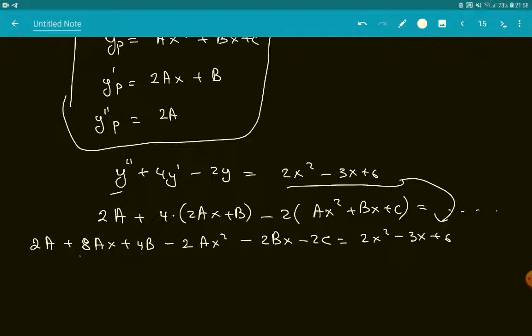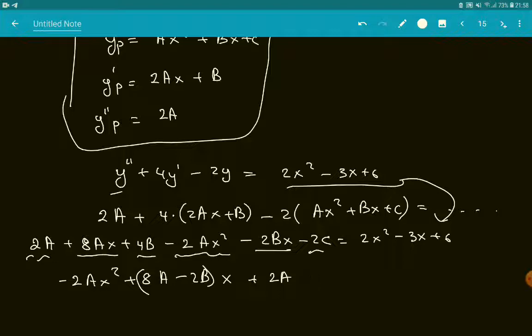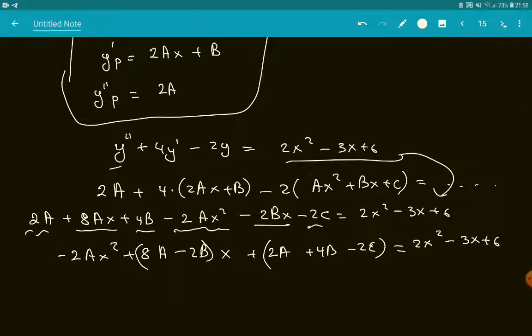So let's combine the parts which are almost the same. If you look at ax squared, there is minus 2ax squared. If you look at x, there is plus 8a minus 2b times x. And if we look at the constants, there is 2a plus 4b minus 2c. And it is equal to 2x squared minus 3x plus 6. So from here, the rest is easy.